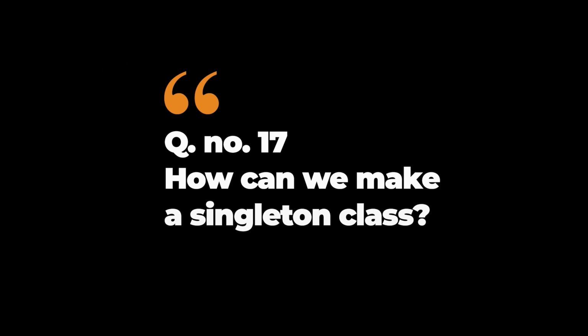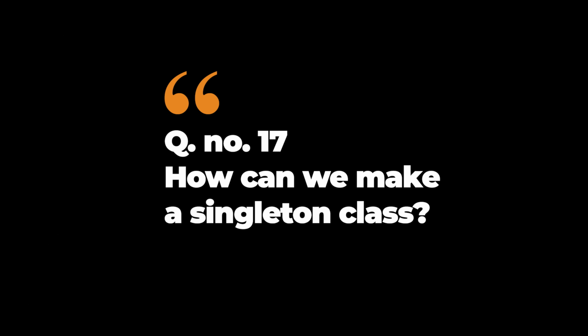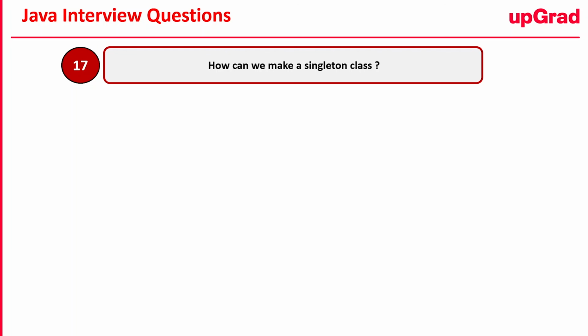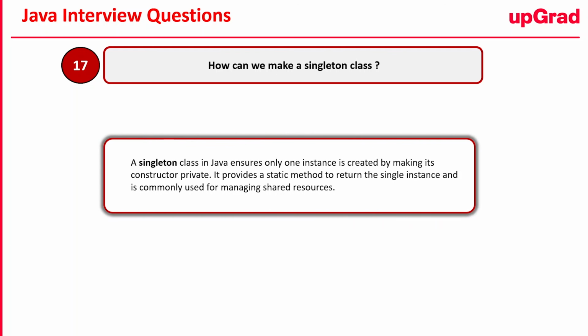Coming to question number 17, which is, how can we make a singleton class? When you're asked about creating a singleton class in Java, the interviewer wants to assess your understanding of design patterns. Here's how you can explain it. A singleton class ensures that only one instance of the class is ever created. To achieve this, the constructor is made private, preventing external instantiation.